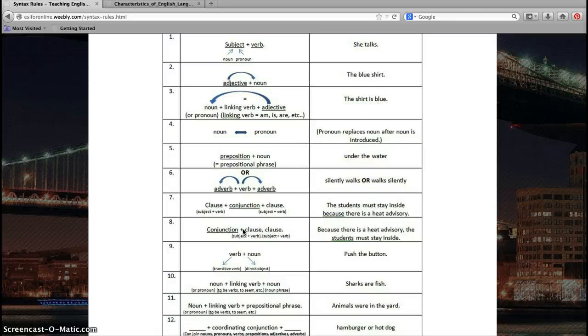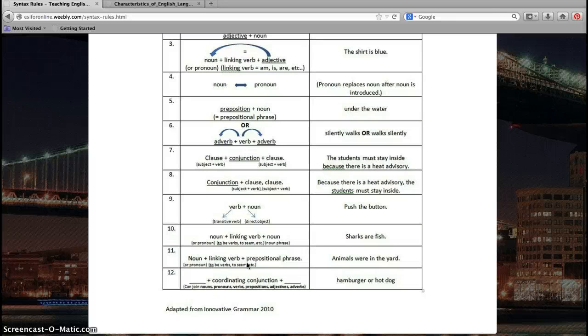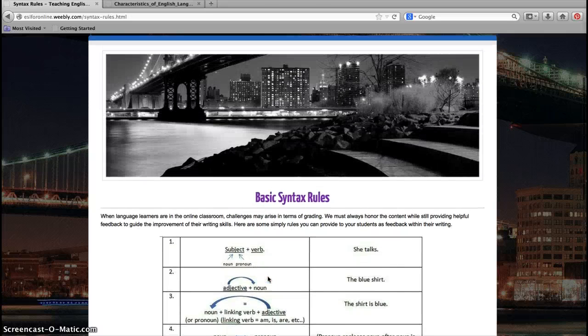So for example, if they are not putting an adjective before a noun, you can copy and paste this into their writing as feedback to them to show them that in English the adjectives go before the nouns. And there are several other examples here that you can use. Coordinating conjunctions, and so on and so forth. So hopefully you will find this a useful resource.